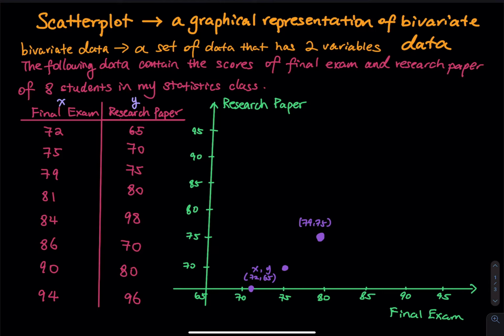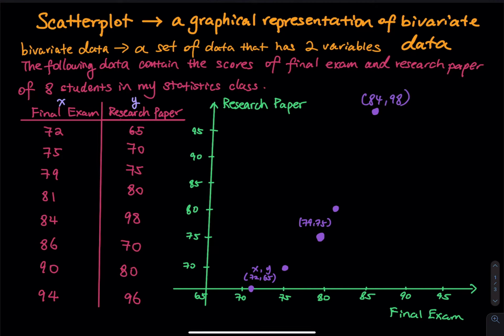So 81 is a little bit more than 80, and then 80. So that is around right here. So that is 81, 80. And then the next person got 84 points on the final, and then 98 on the paper. So 84 is a little bit less than 95, and then 98 is all the way up right here. So this is 84, comma 98.